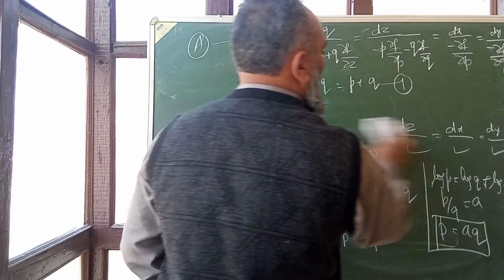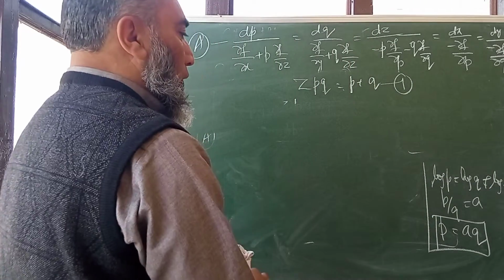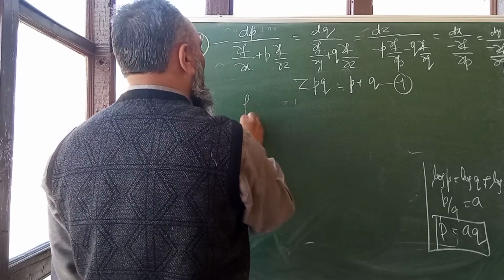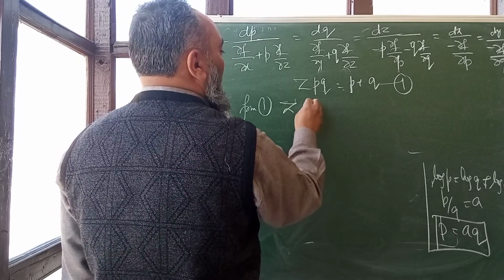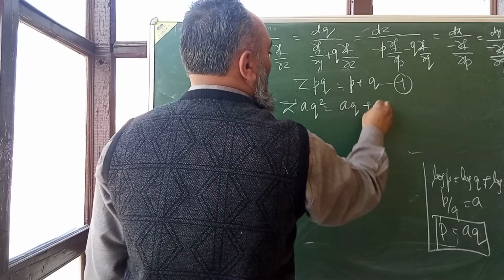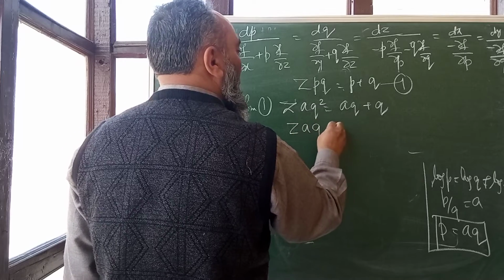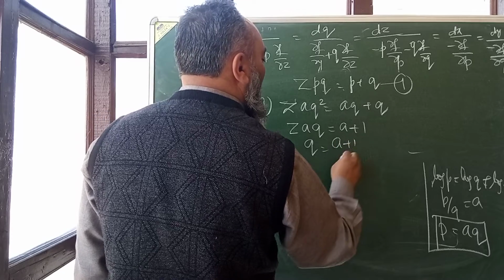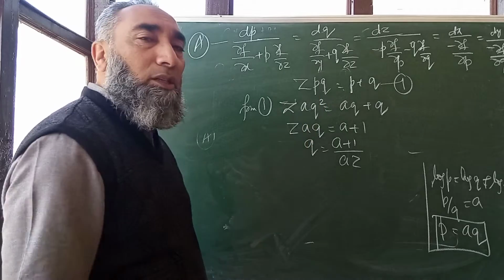This is simple. So you have p. Let me substitute in first. I will get from 1: z p is aq square, equal p is aq plus q. So z aq equal a plus 1. So q is a plus 1 upon az. You see, I have shown you this question with the help of that standard form.